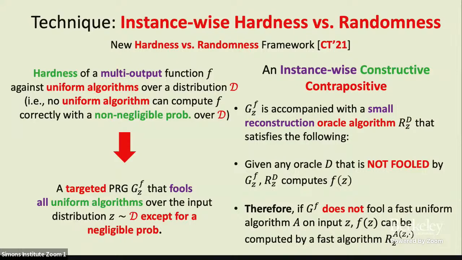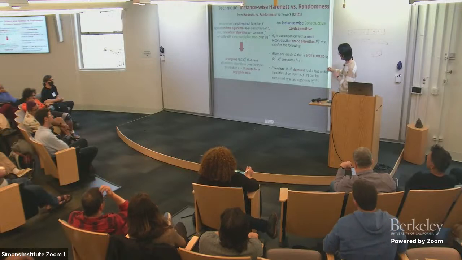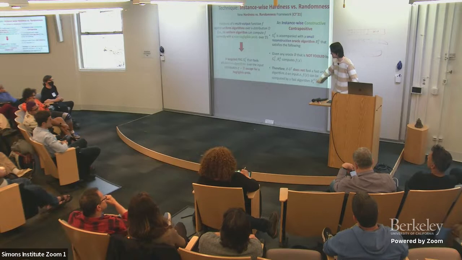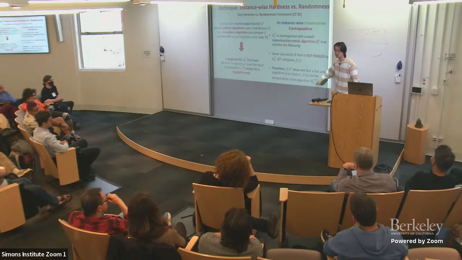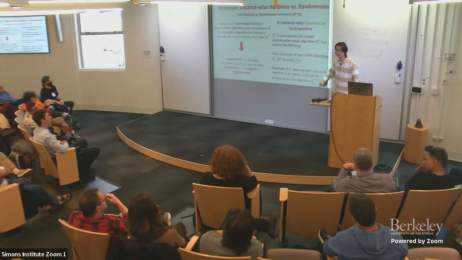So you want to derandomize a uniform randomized algorithm. A takes two inputs, X, Z, and R. So this is the input, R is the randomness. And the targeted PRG, if you want to derandomize A on input Z, you fix the first input at Z and you plug in the pseudorandom outputs at the second input. So A with Z fixed is the distinguisher you want to fool here.